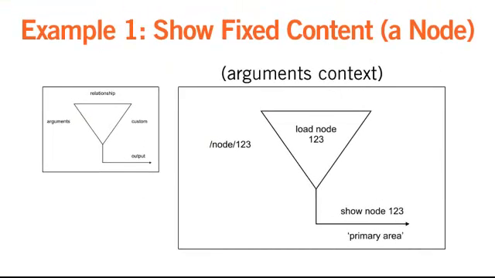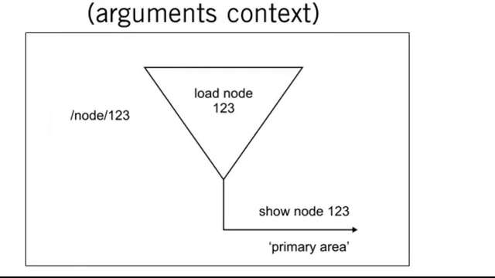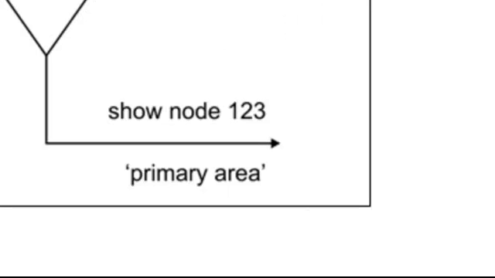Now, here's an example. There's a little diagram on the left, used for a specific instance: an argument context for a fixed content component. We want to show a node, and the path on the left is node/123. That would drive this particular component to load that node identified by the number 123. The output, of course, is the node being shown, in this case in what I'm calling the primary area. That's a region.